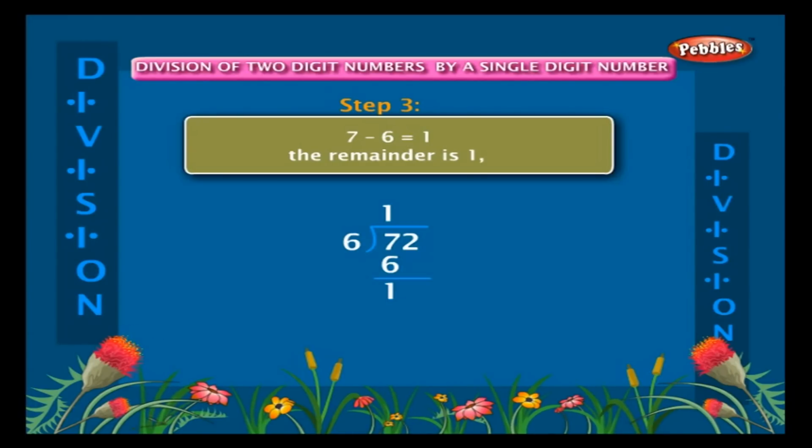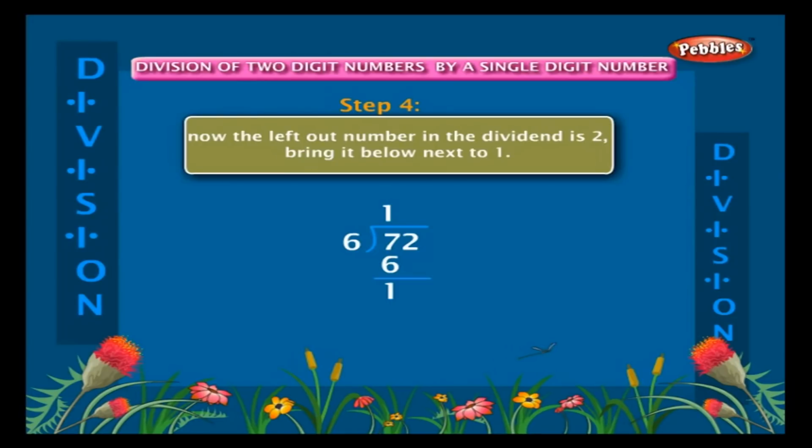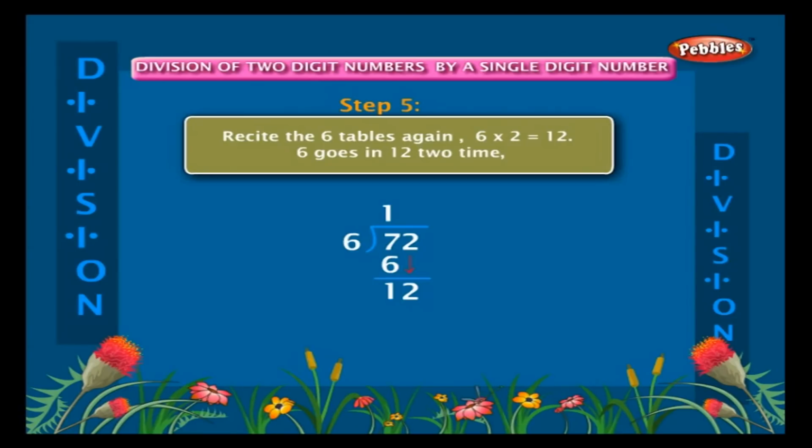The remainder is 1. Now the left out number in the dividend is 2. Bring it below next to 1. Recite the 6 tables again. 6 into 2 is equal to 12. 6 goes in 12 2 times. So write 2 above 2 in the quotient place and write 12 below 12.